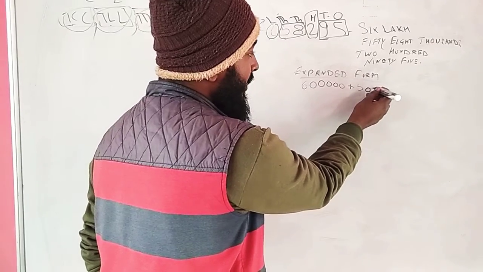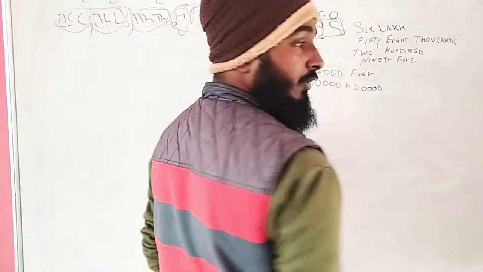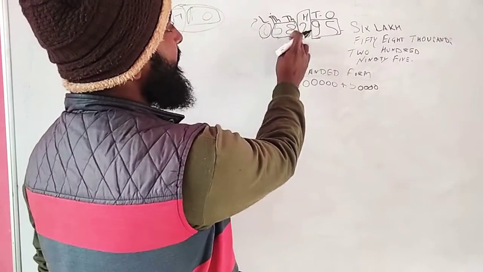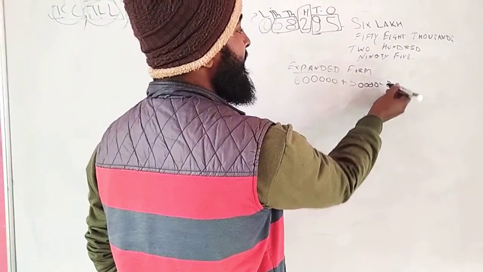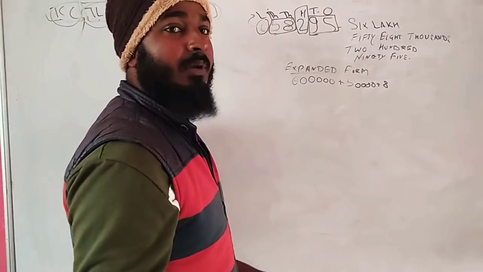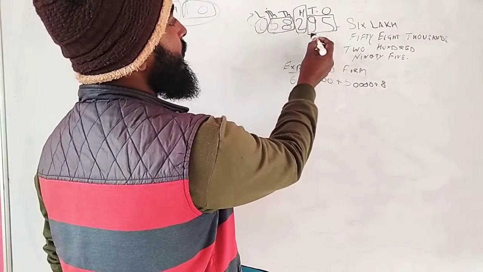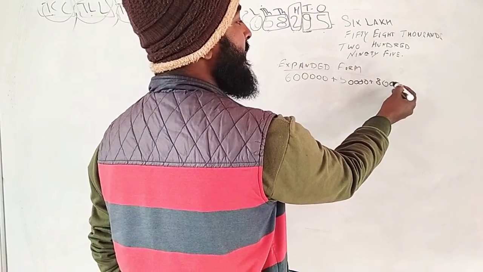Then take 4 zeros: 1, 2, 3, 4. 4 zeros will be there. Now again the number is 8. Put a plus here and then count the digits after that: 1, 2, 3. So take 3 zeros.